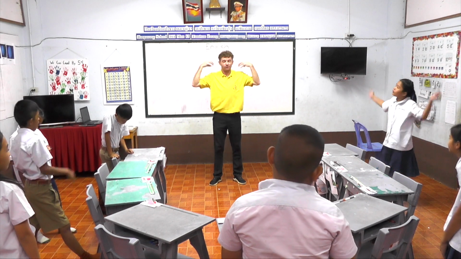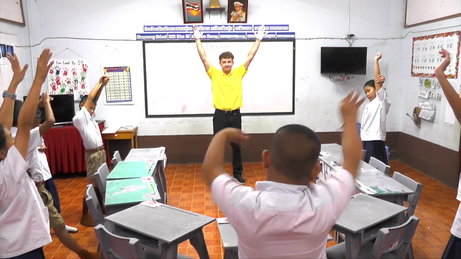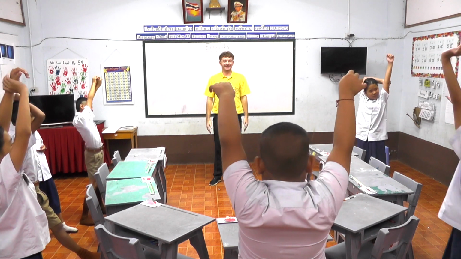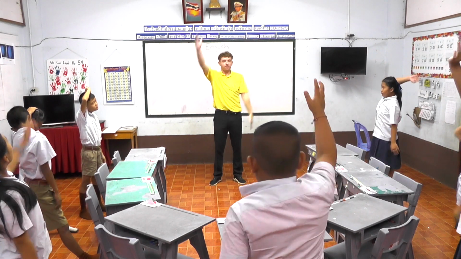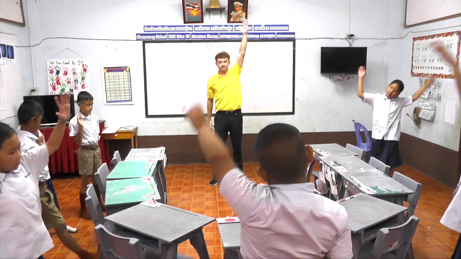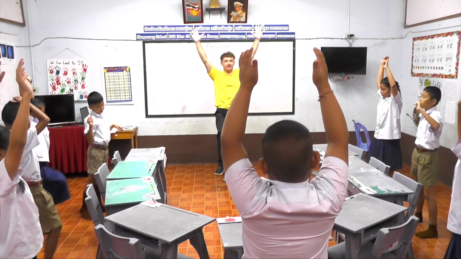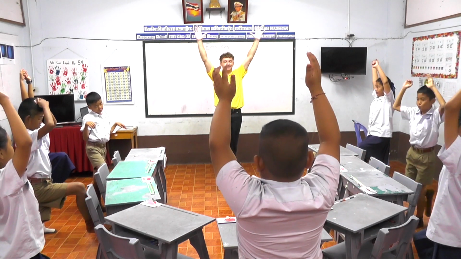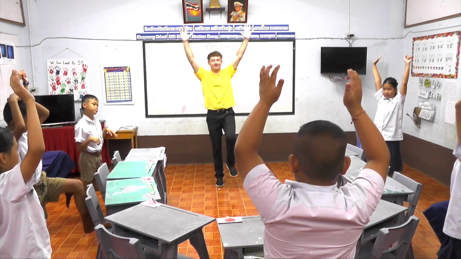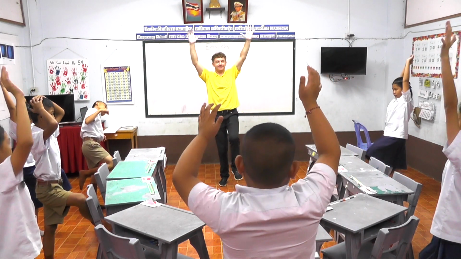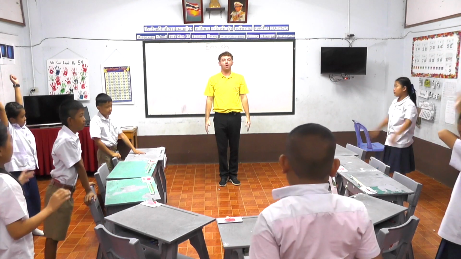Teacher says, hands on shoulders. Teacher says, arms in the air. Arms down. Teacher says, one arm up, one arm down. Teacher says, swap. Teacher says, arms in the air. Teacher says, stand on one leg. Teacher says, swap legs. Teacher says, legs down. Teacher says, arms down.